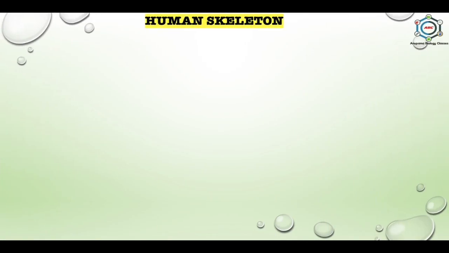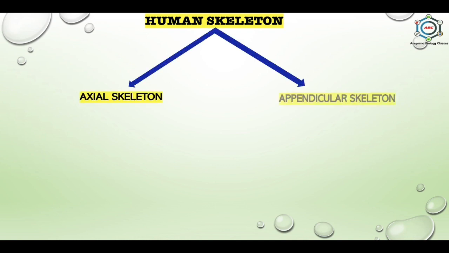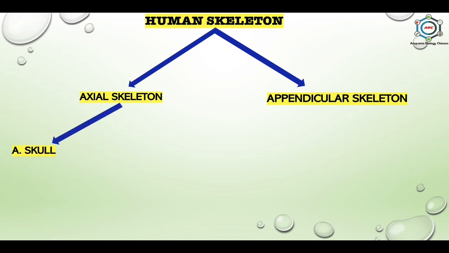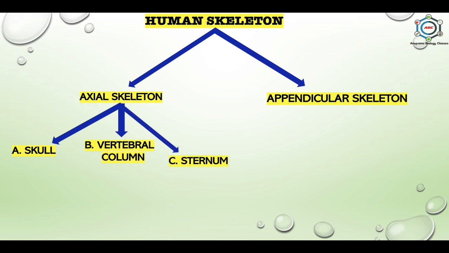Now, the human skeleton. Here we will discuss the parts of the human skeleton and their different types of bones. The first one is the axial skeleton and the second is the appendicular skeleton. The axial skeleton is divided into four parts. First is the skull, which is present in the head. Second is the vertebral column, which is present in the neck and trunk. Third is the sternum, which is present in the thorax, and the last one is the ribs, which are also present in the thorax region.